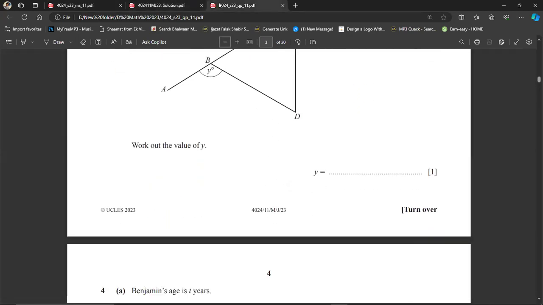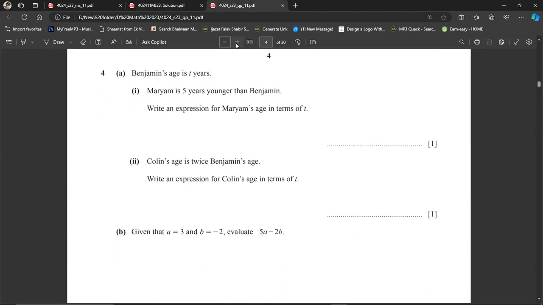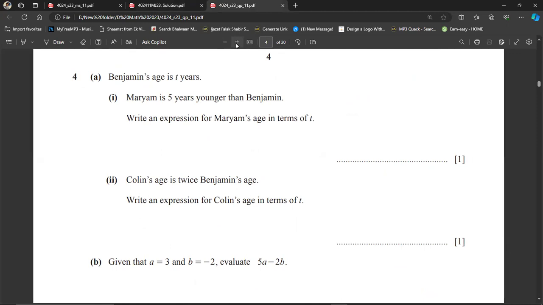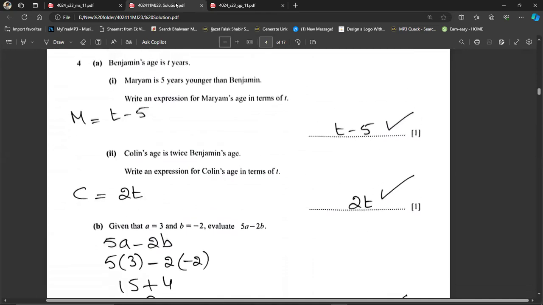Okay, so we are going to the next question. The next question is question number 4. It says, Benjamin's age is T years. Mariam is 5 years younger than Benjamin. So Mariam will be T minus 5. Write an expression for Mariam's age in terms of T. And that will be, as I told you, T minus 5.